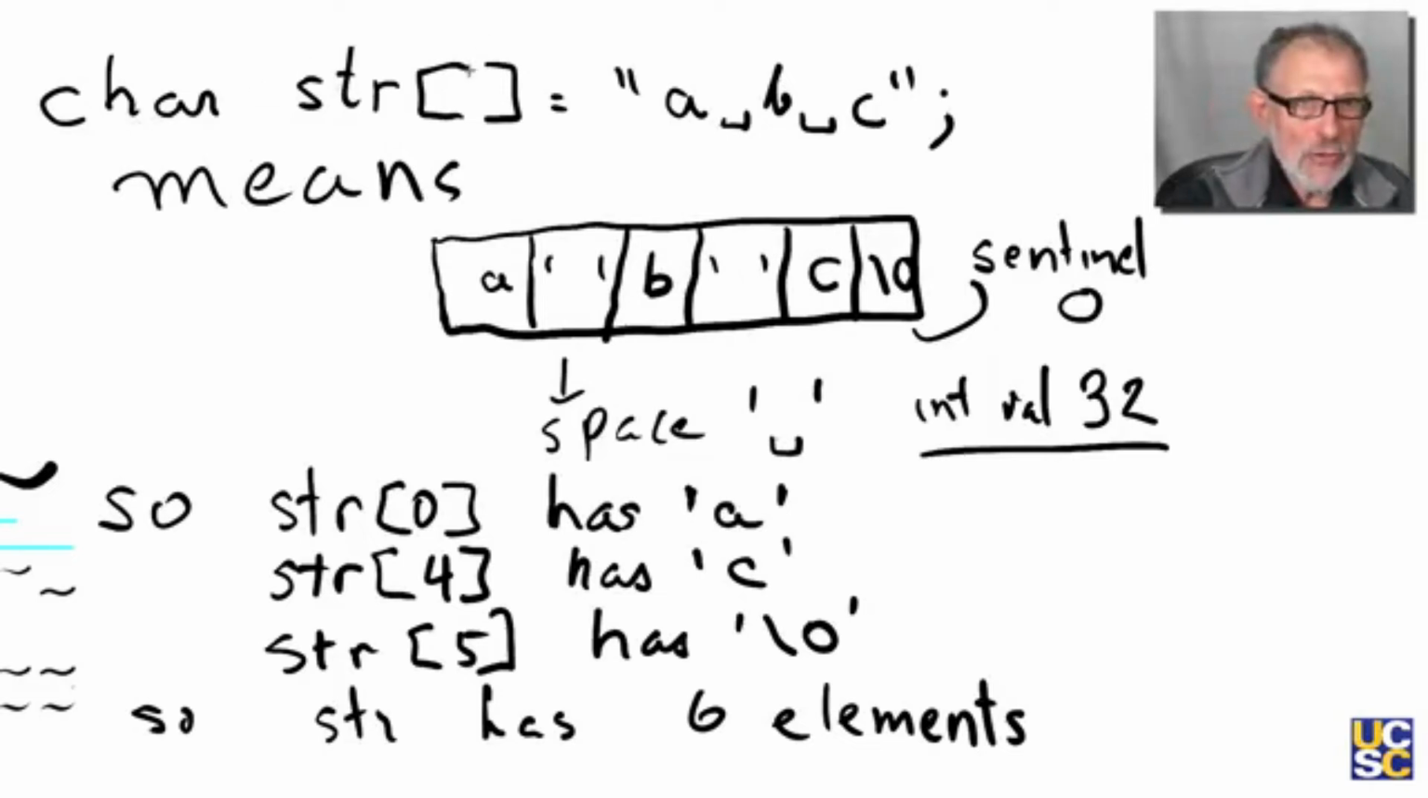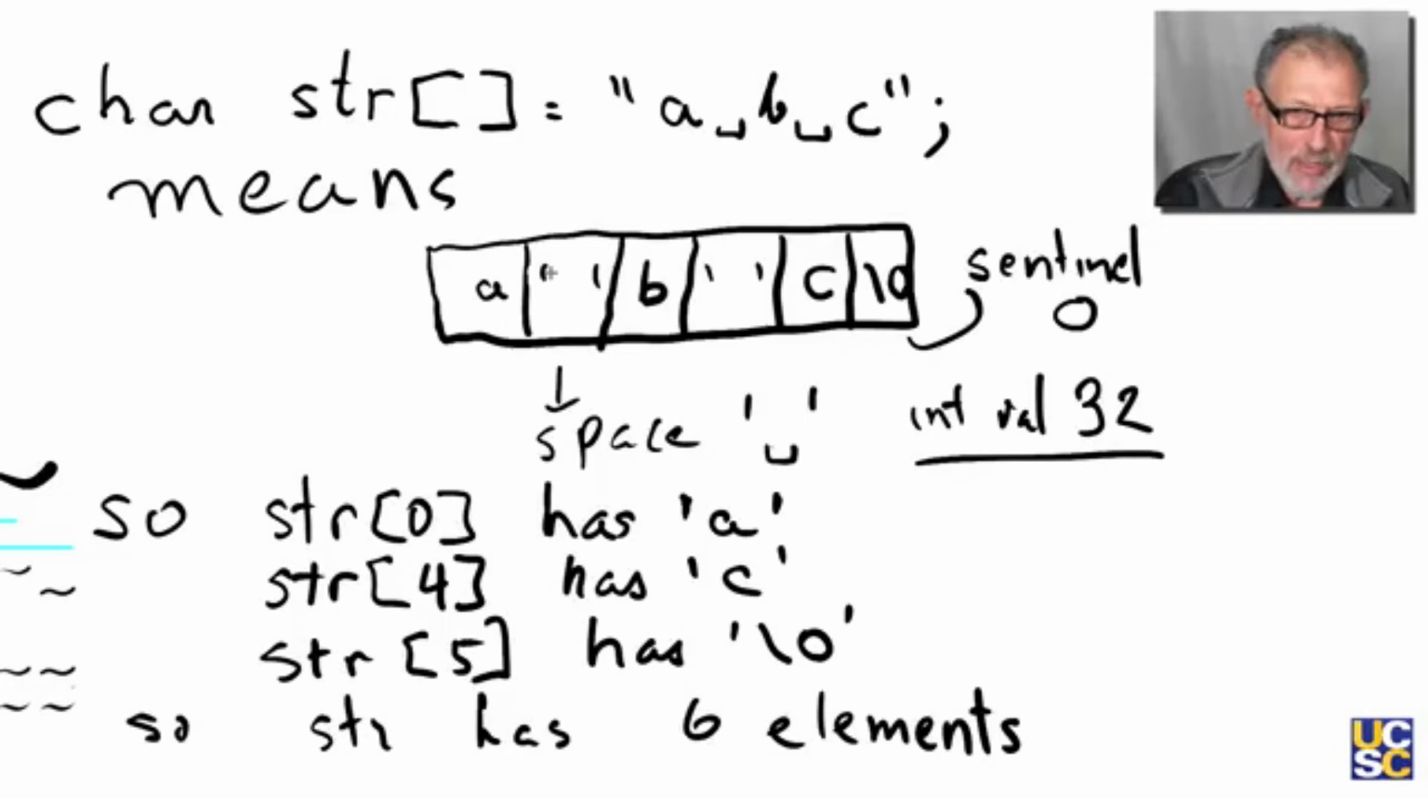That would really have been char str[6]. Keep in mind that the space, single quoted space, has in the ASCII table, if you look up the ASCII table value, it's 32. So that's what would actually be stored in here, a binary representation of 32. So str of 0 would have the A character, str of 4 would have the C character, and then the final element of the string array, str of 5, would have the sentinel character 0.